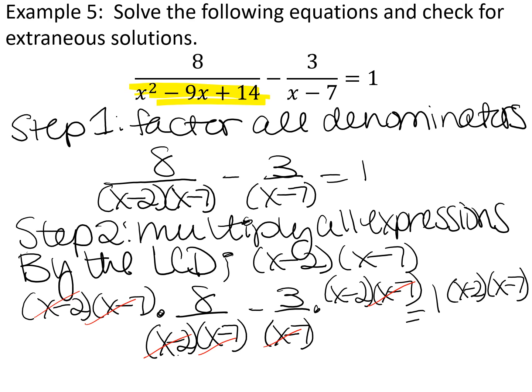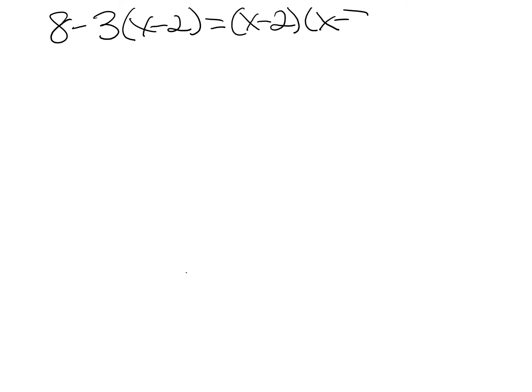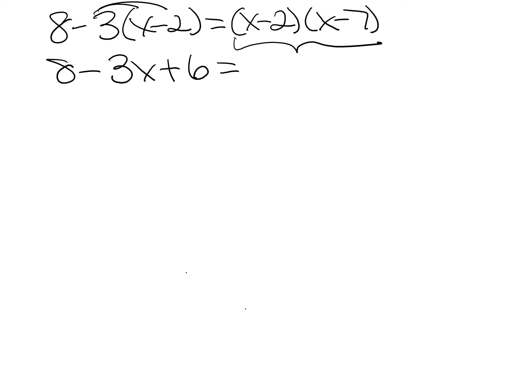Okay, so let's see if I can remember that. That was just an 8 for the first one, minus a 3 times an x minus 2 for the second one, and then the 1 times x minus 2, x minus 7. Okay, I will need to distribute this one here, and I will get an 8 minus 3x plus 6 equals, and this is kind of nice because we already factored that earlier.